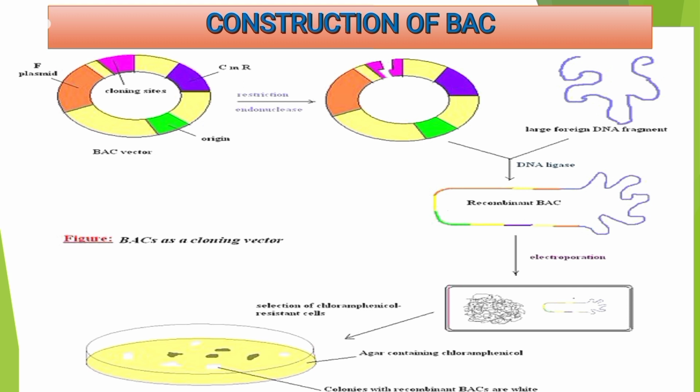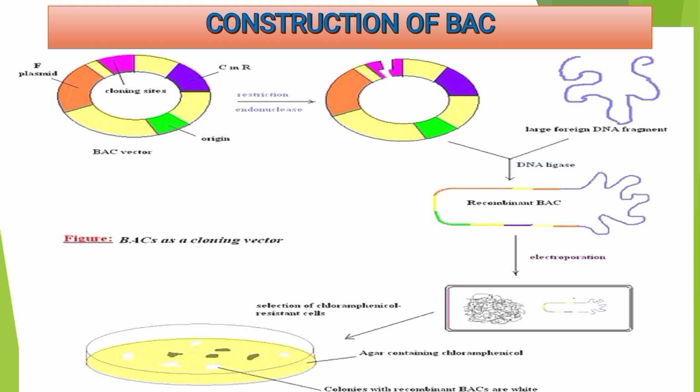Now this recombinant BAC is going to be transformed into the host cell through the process of electroporation. Now various recombinant molecules are obtained. Now we are going to test which cells are transformed that contain the recombinant DNA molecule and which cells are non-transformed that do not contain this recombinant molecule.